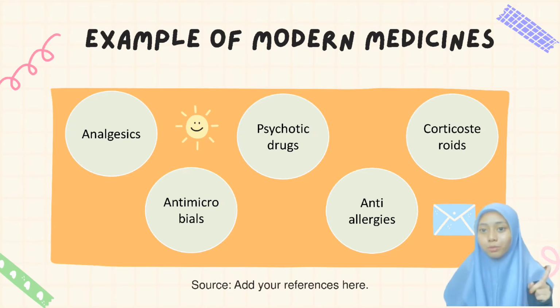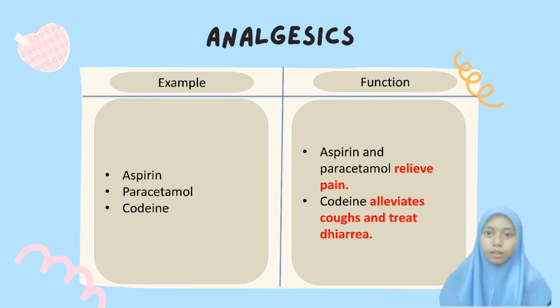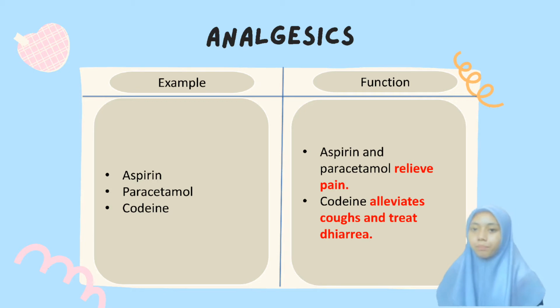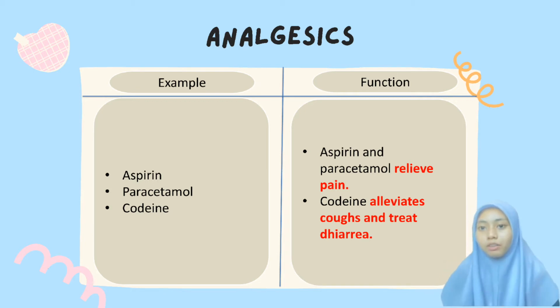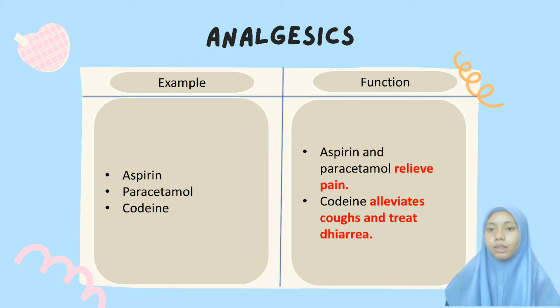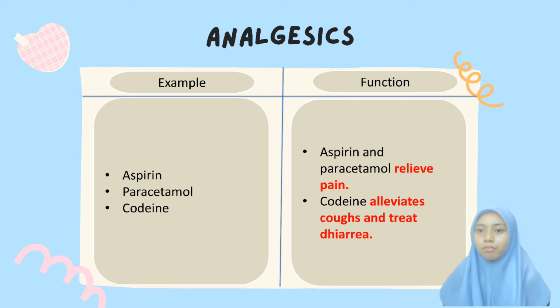So we go to the first one, analgesics. There are 3 examples of medicine in analgesics. The first one is aspirin, the second one is paracetamol, and the last one is codeine. How about the function of these 3 medicines? Aspirin and paracetamol can be used to relieve pain. Codeine can alleviate cough and treat diarrhea.